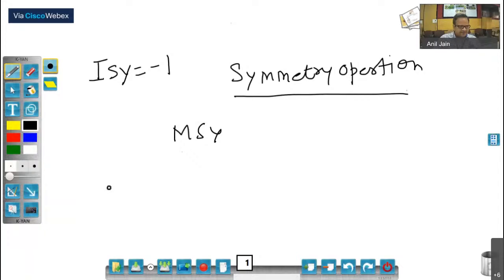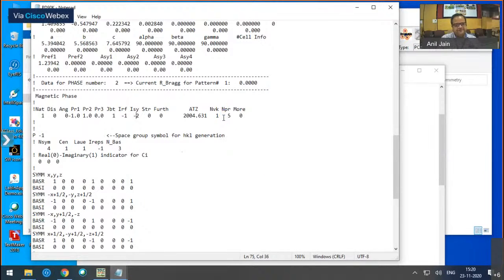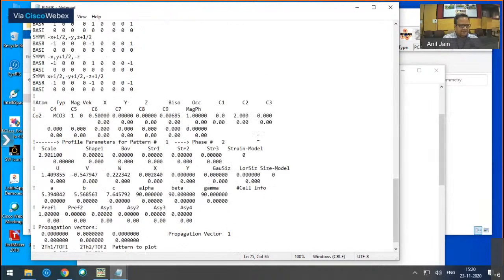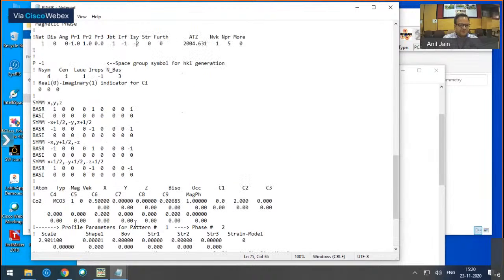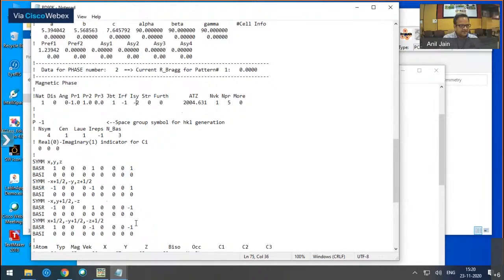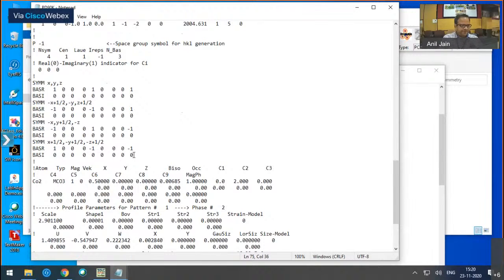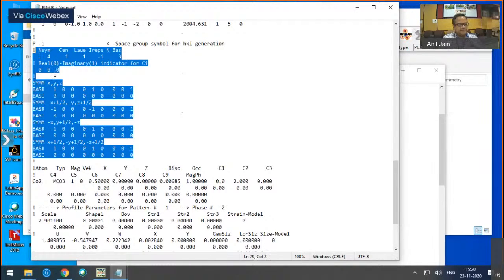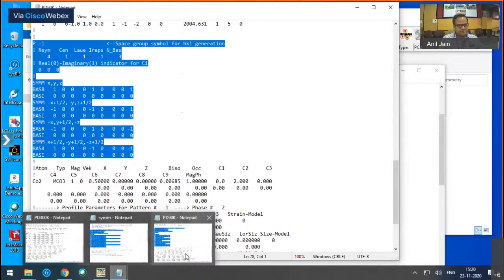And there is one more important thing in this PCR file, NVK. This NVK is telling us the number of propagation vectors here. And we have only one propagation vector, which is 0, 0, 0. And this information comes from the Basireps program when you run this Basireps code. So let me show you.